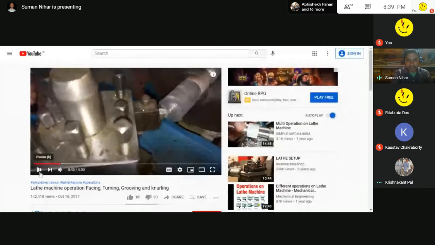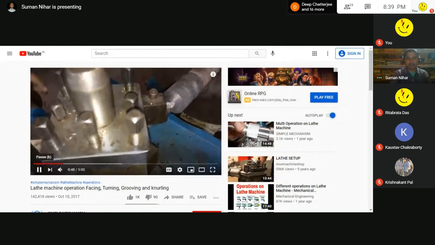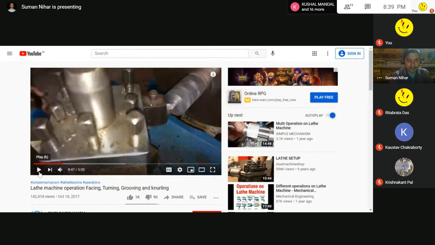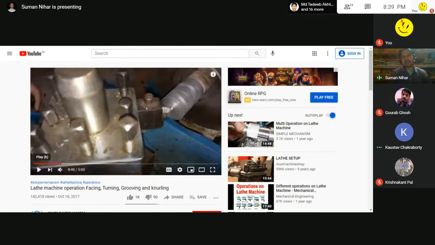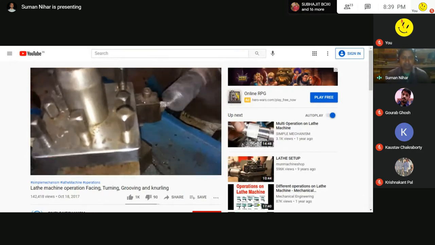So, in facing operation, the top surface or bottom surface of a cylindrical job will be machined. So this is your facing operation. Can you tell me what will be the speed in the center? Zero. Okay, why? Because D is equal to zero. So now the facing operation is being performed.